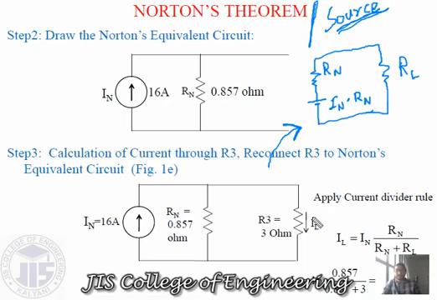Okay, so these are the differences between Thevenin's theorem and Norton's theorem, and if required you can use this source transformation concept and you will find the values for the voltage source and for the current source, right? Okay.